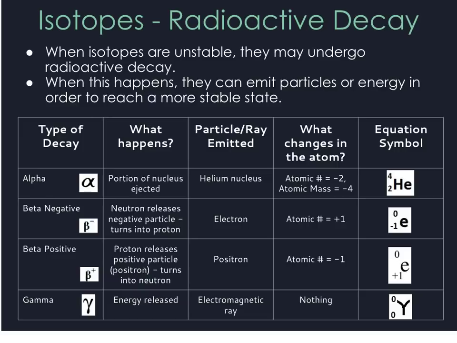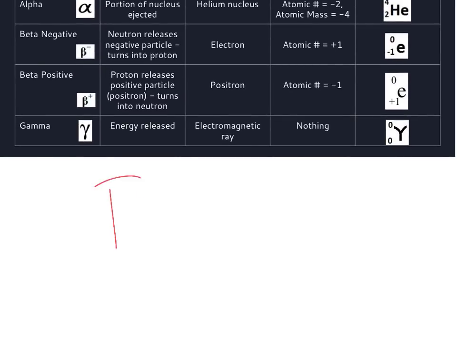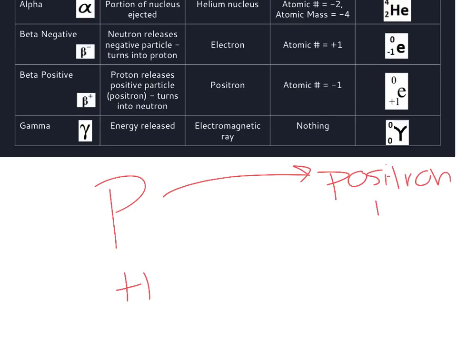For beta positive decay, a proton releases a positive particle, and this positive particle is technically called a positron. You do not need to memorize the name of that. But a proton will release a positive particle, turning it into a neutron. So think about that. We've got a proton, and the proton is +1 charge. And if the proton releases a positron, which is also positive, then what's going to be left is just something that is neutral with 0 charge.